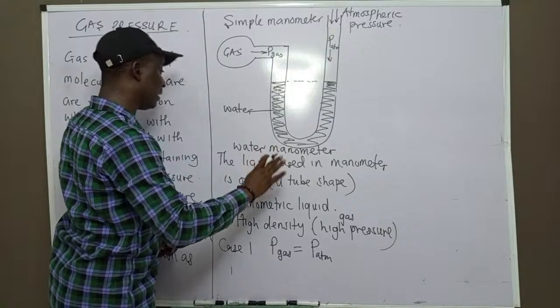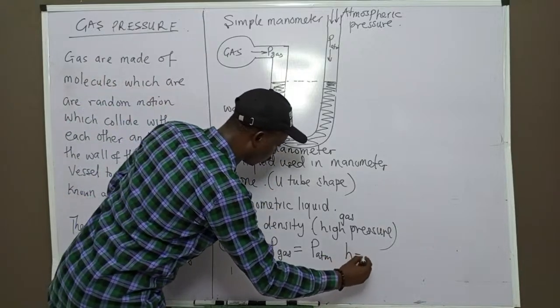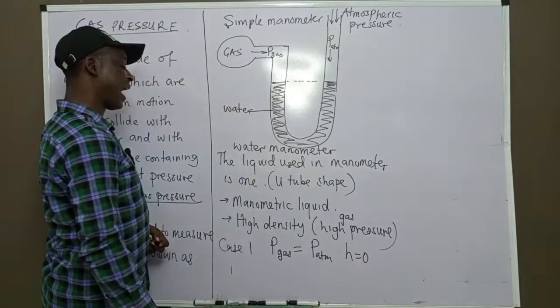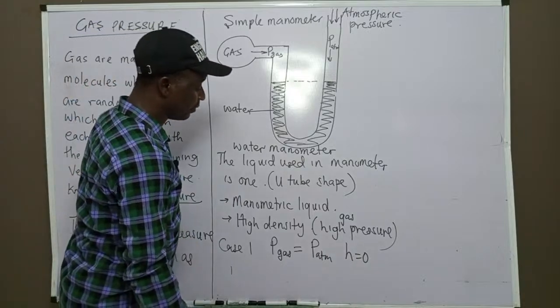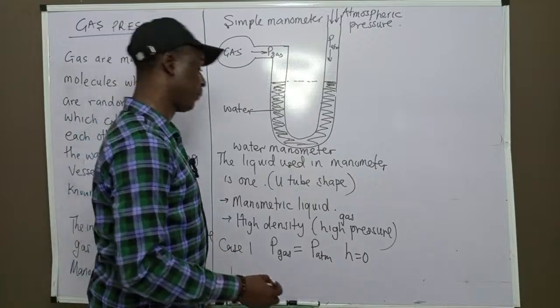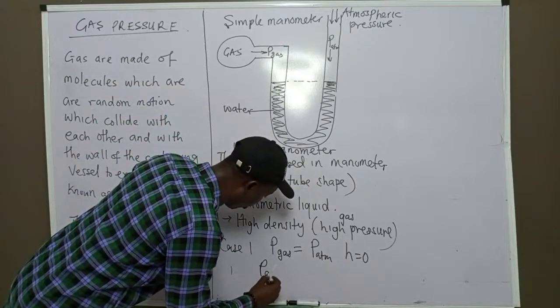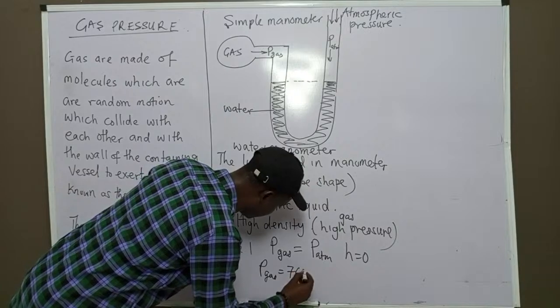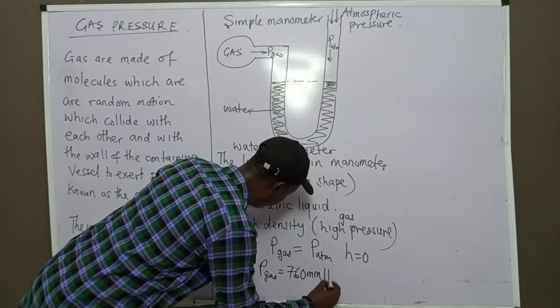There will not be any difference, that means the height will be equal to zero. In that case, the gas pressure is equal to the atmospheric pressure. In this case, the gas pressure becomes 760 millimeter of mercury.